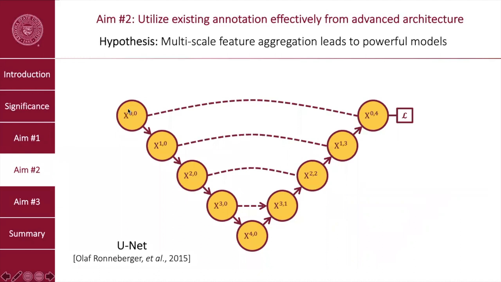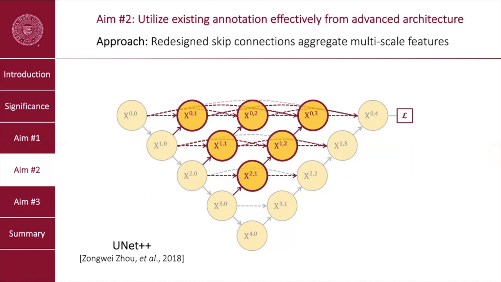It's deep learning, so there are a lot of layers in sequence. Each layer will extract a different level of image feature. So we hypothesize that aggregating multi-scale features can lead to a more powerful model for image segmentation. That means not just using this level 4 image feature as UNet did, we also want to use level 3, level 2, level 1 features simultaneously. Therefore, we have devised an advanced architecture based on the original UNet. There are two innovations compared to the UNet, so we call it UNet++.